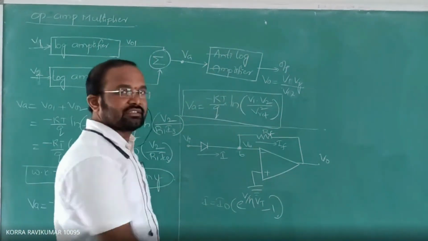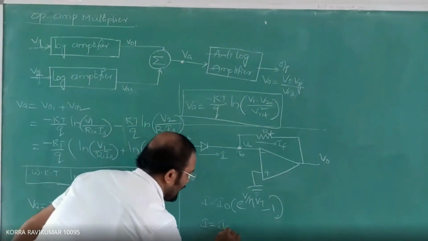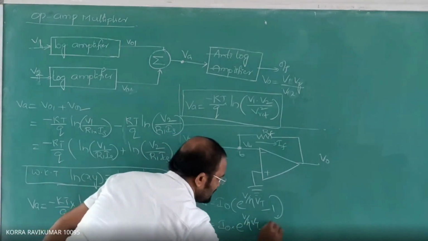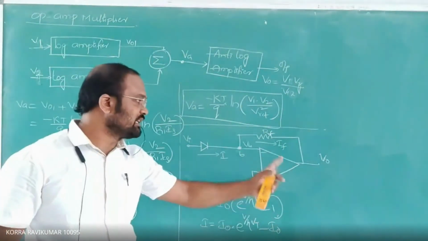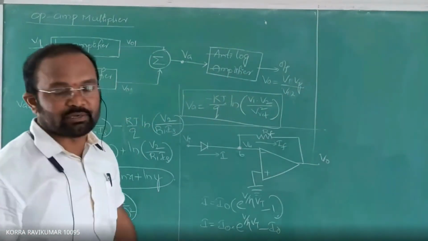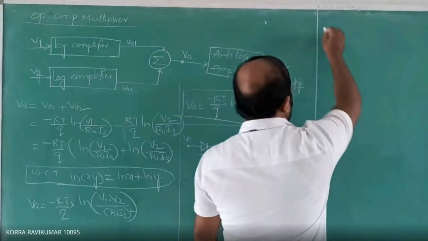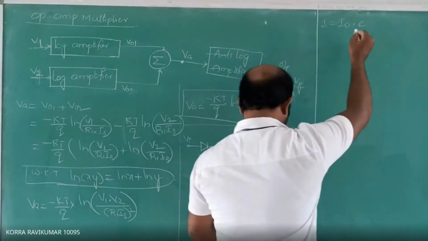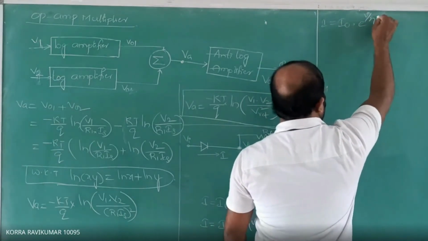So I can also write this expression as I equals I naught into e power v by eta Vt minus I naught. This I naught has a smaller value so that it is neglected. Its value is in terms of picoamperes. So I can rewrite this expression as I equals I naught into e power v by eta Vt.